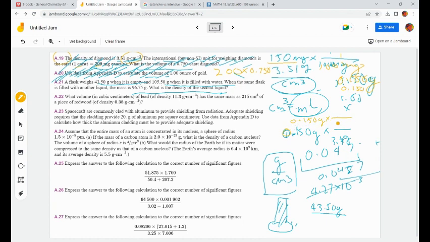0.150 grams divided by 3.51 cm³. Actually, this is grams over here. I know this is cm³ over here because of the division. So you cancel out the grams to give you this number right here. These two numbers.